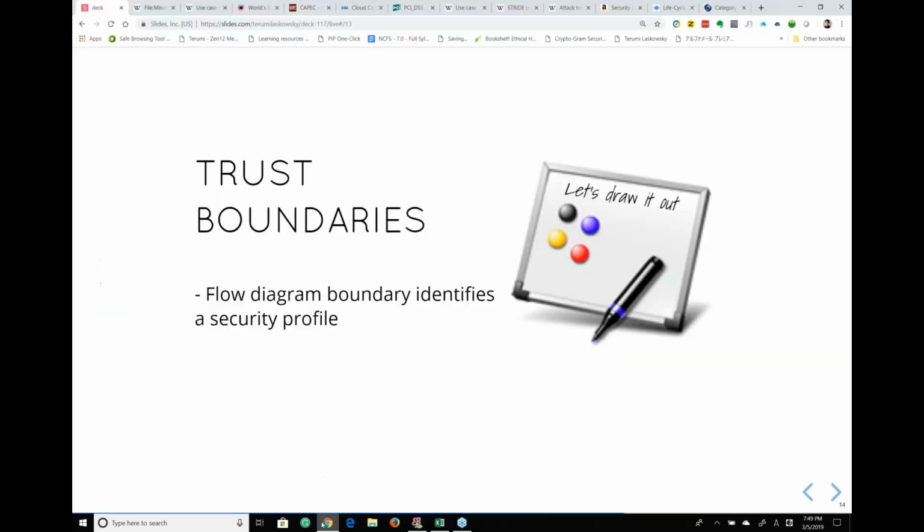Okay? Moving along. So that means flow diagram boundaries identify a security profile. Security profile means how much do you trust that area. And you have to protect the area that you trust from the areas that you don't trust. And those are the controls. All right, security profile.